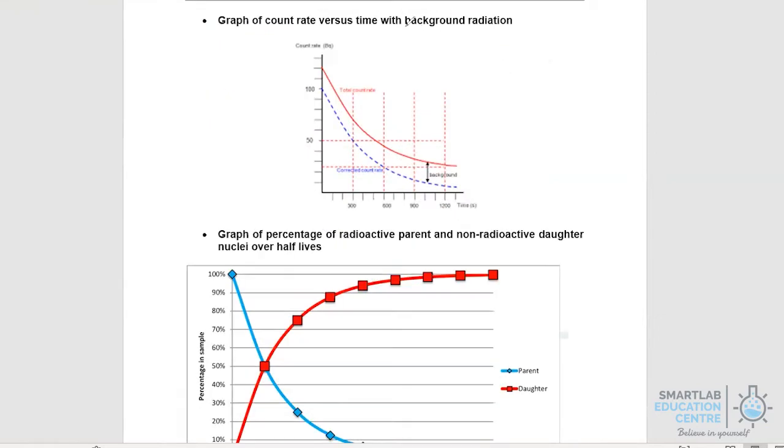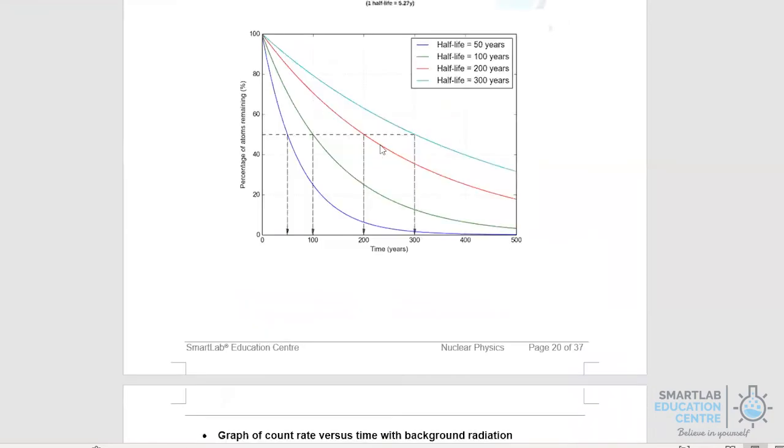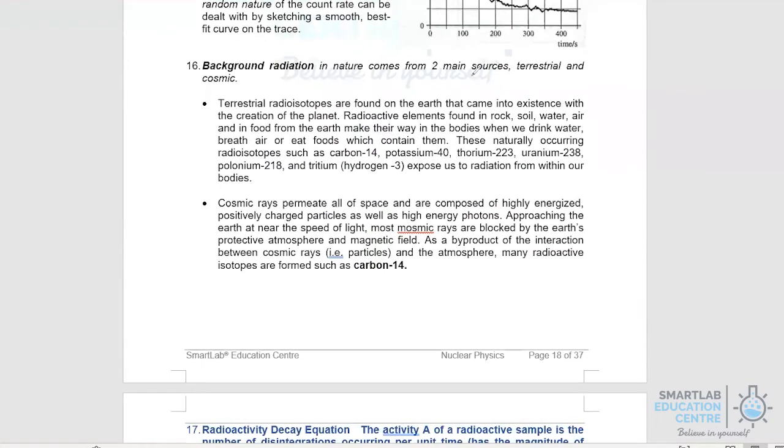In the next graph we want to factor in background radiation. So what is background radiation? Background radiation comes mainly from 2 sources. The first source is any of the radioactive elements found in rock, soil, water, air, or even in our food. All these radioactive elements give rise to low-level radiation, which may not directly harm us, but still contributes to the count rate. The second source comes from cosmic rays from space, where the radiations can penetrate through our protective atmosphere as well as our magnetic field.